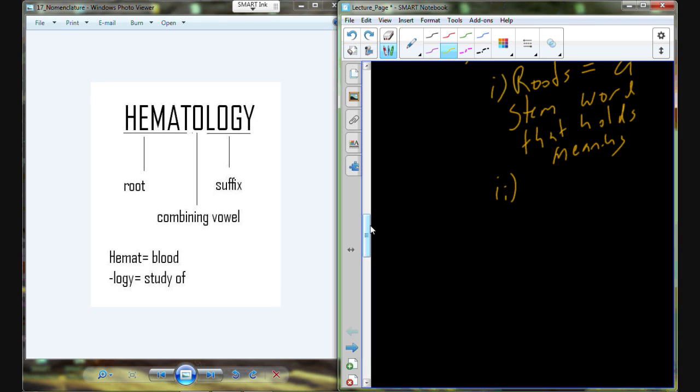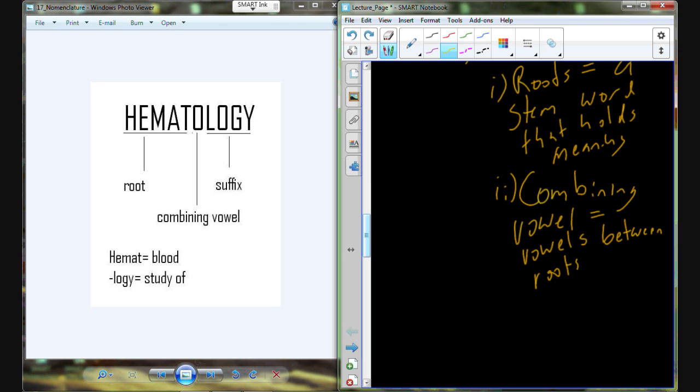Then we have this big O right in the middle, and that's called a combining vowel. Now, in all reality, the vowel doesn't really do anything besides make the word easier to pronounce. So instead of hemat-ology, we have hematology. So the combining vowel is just simply going to be a vowel between roots to ease pronunciation. Oh man, that's a tough word to spell, isn't it?